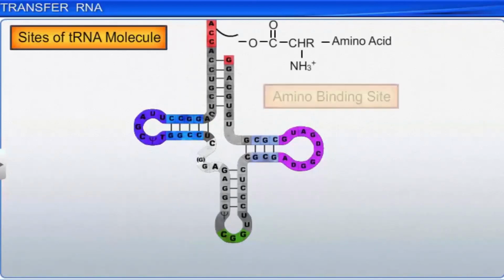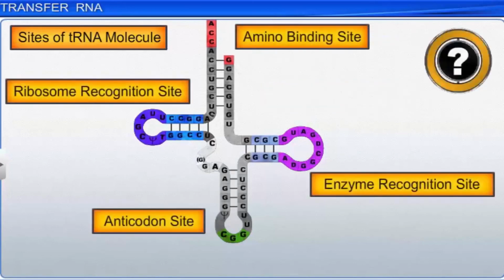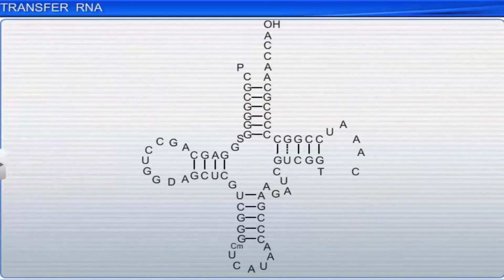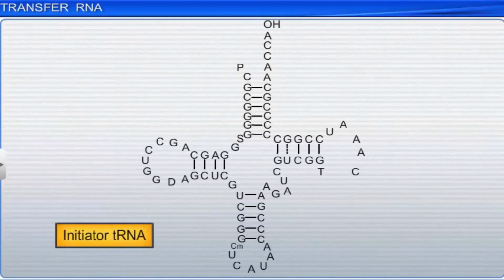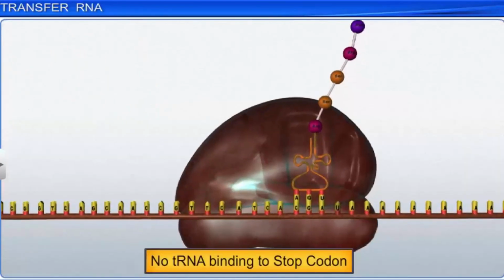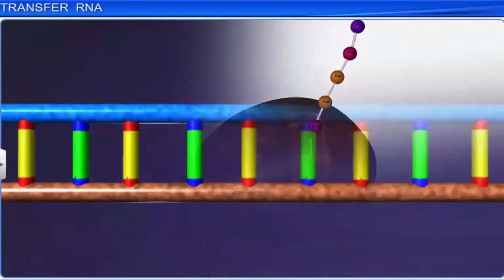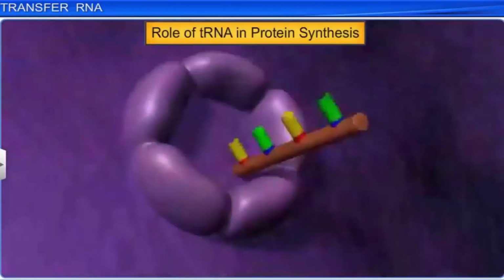Did you know that there is a specific tRNA for each of the 20 amino acids found in the human body? Also, there is a specific tRNA called initiator tRNA, which initiates the process of protein synthesis. However, there are no tRNAs for stop codons. tRNA is thus an important molecule, and it plays a vital role in protein synthesis by bringing amino acids to the mRNA template in the cytoplasm.